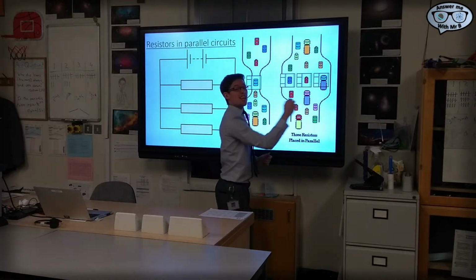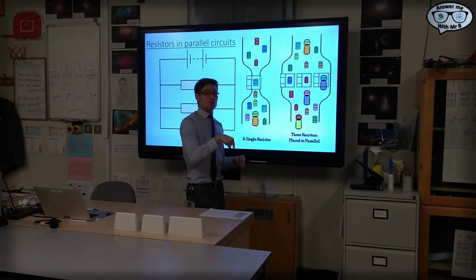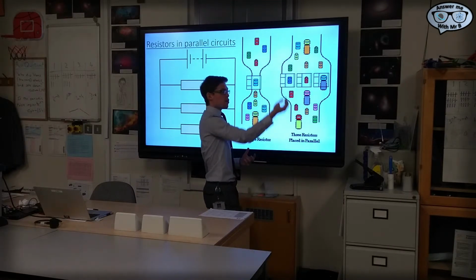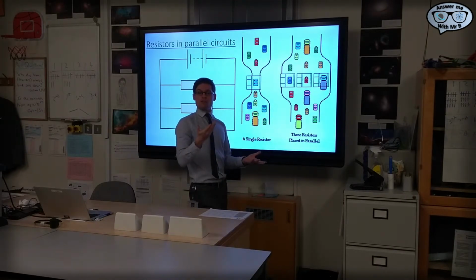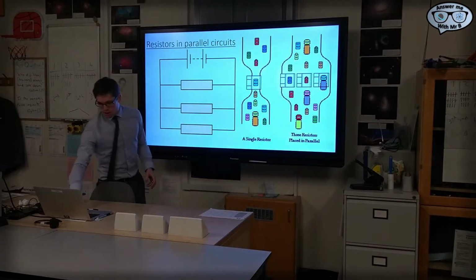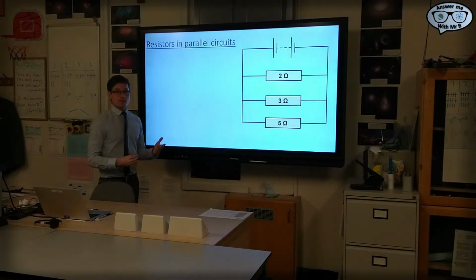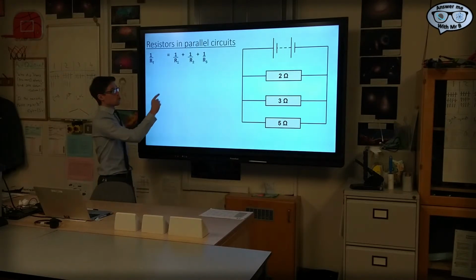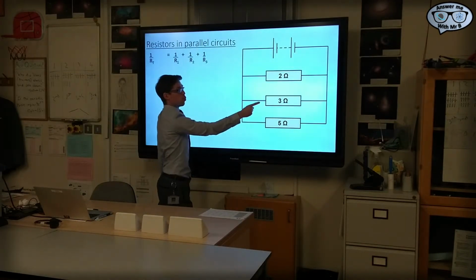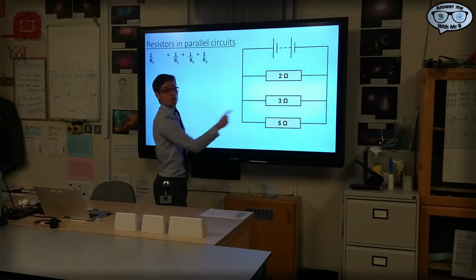Every toll booth you add in this way decreases the total resistance and therefore increases the total flow of traffic, or the current. The equation, in this case, is 1 over RT equals 1 over R1 plus 1 over R2 plus 1 over R3.